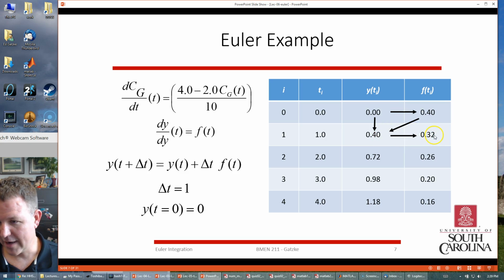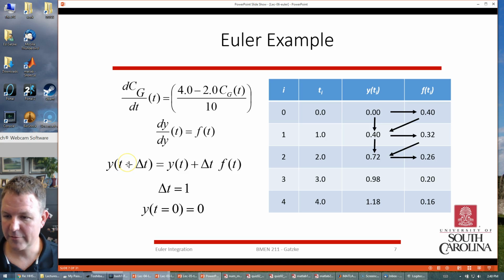Find the derivative, the right-hand side, the slope, and then use the slope, f of t. We know what delta t is, it's fixed. We know where we are right now. We know what the slope is. We put these together to get the next value of y. You keep doing this repeatedly.